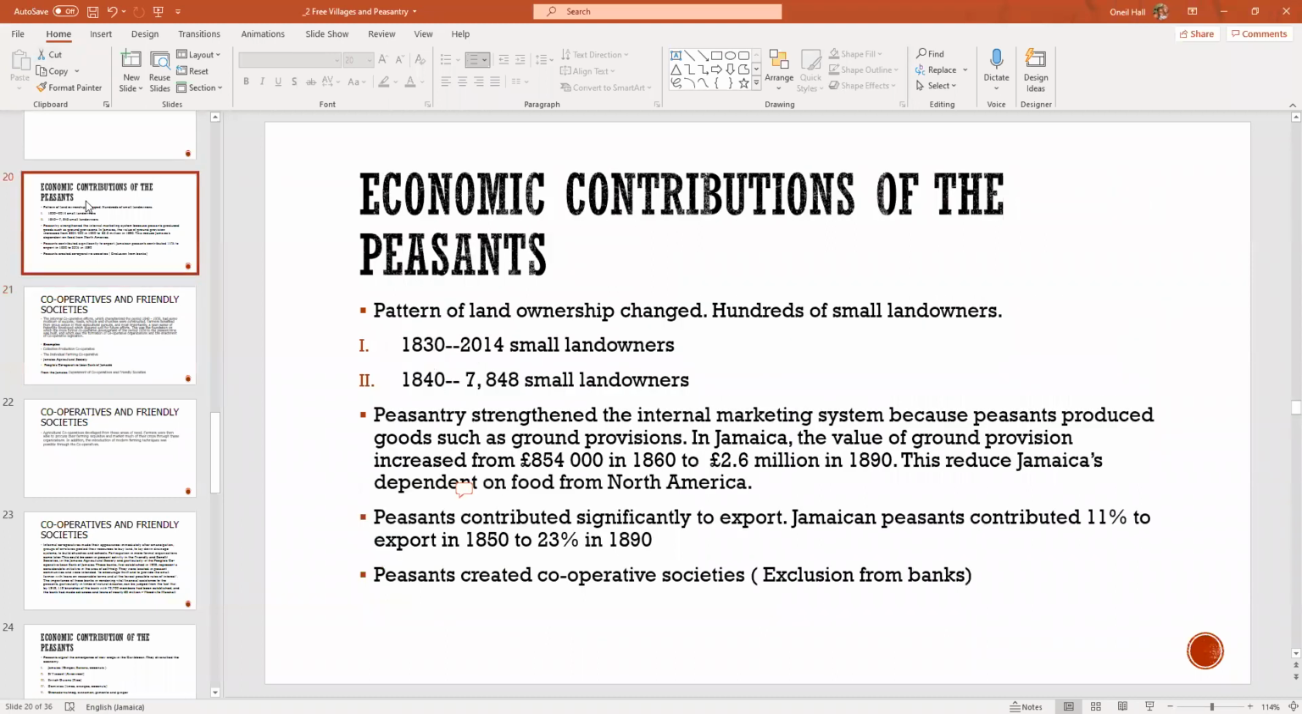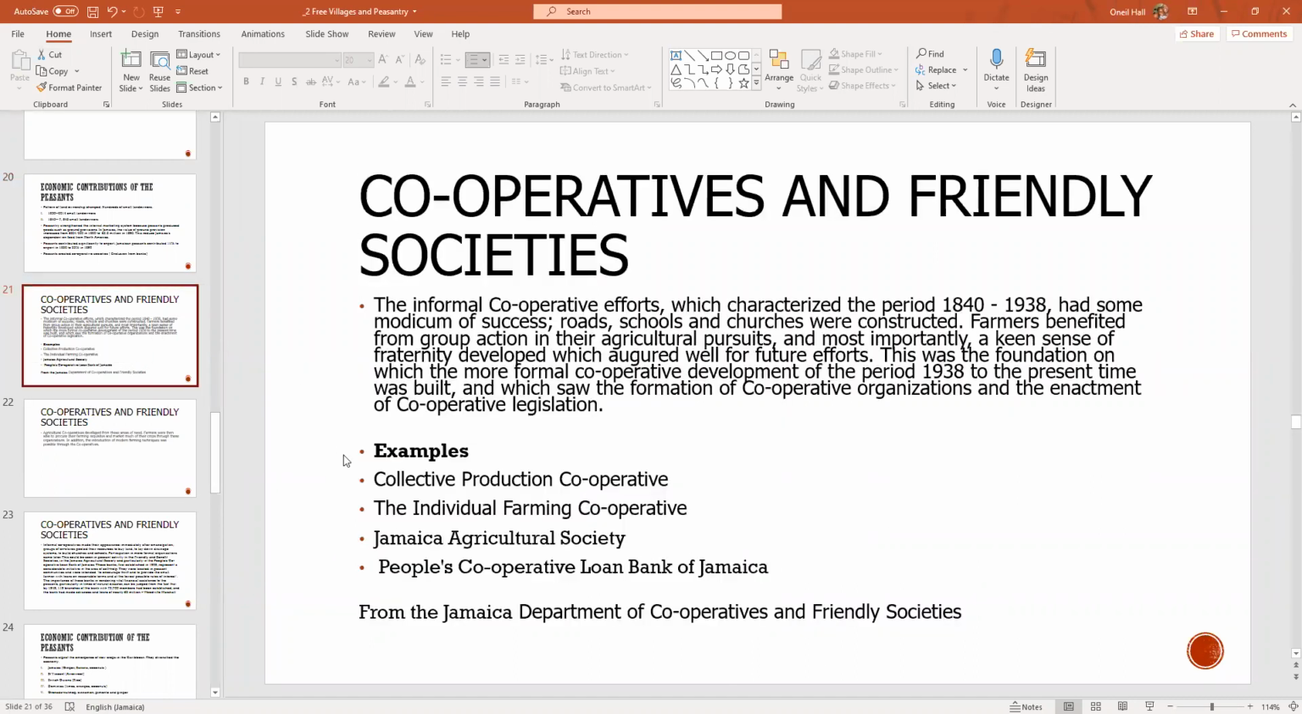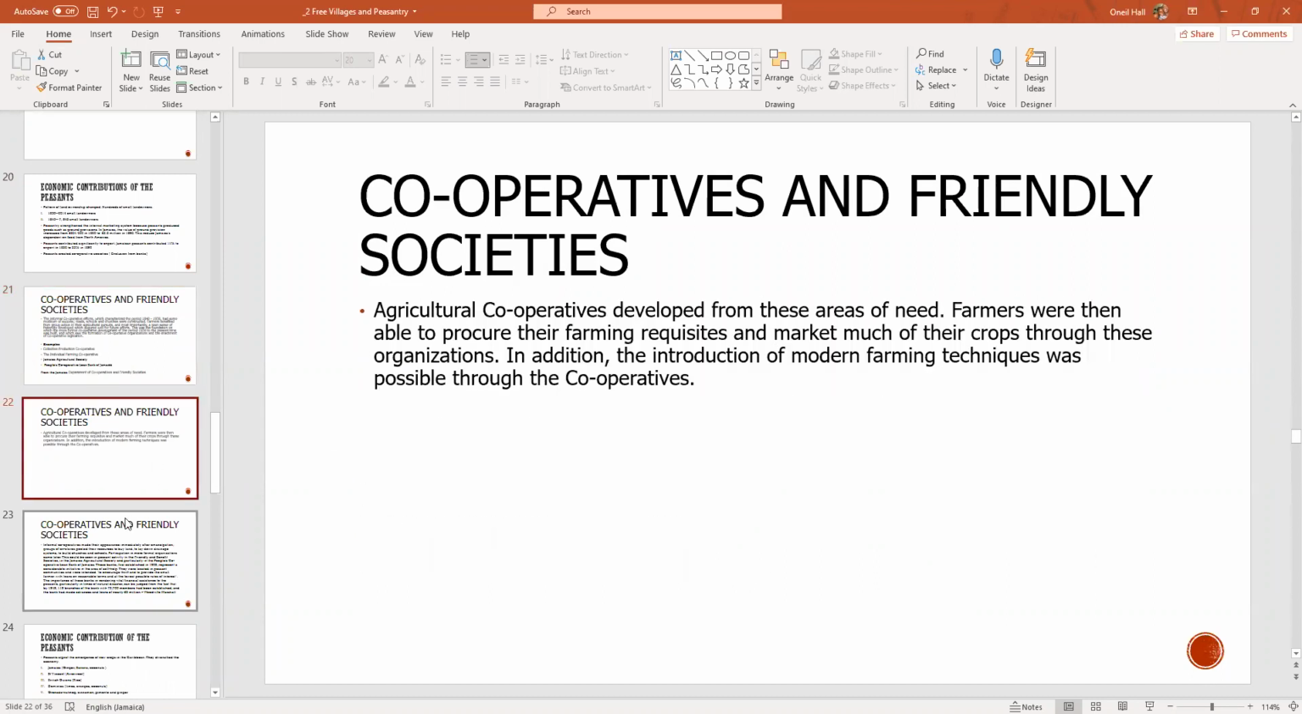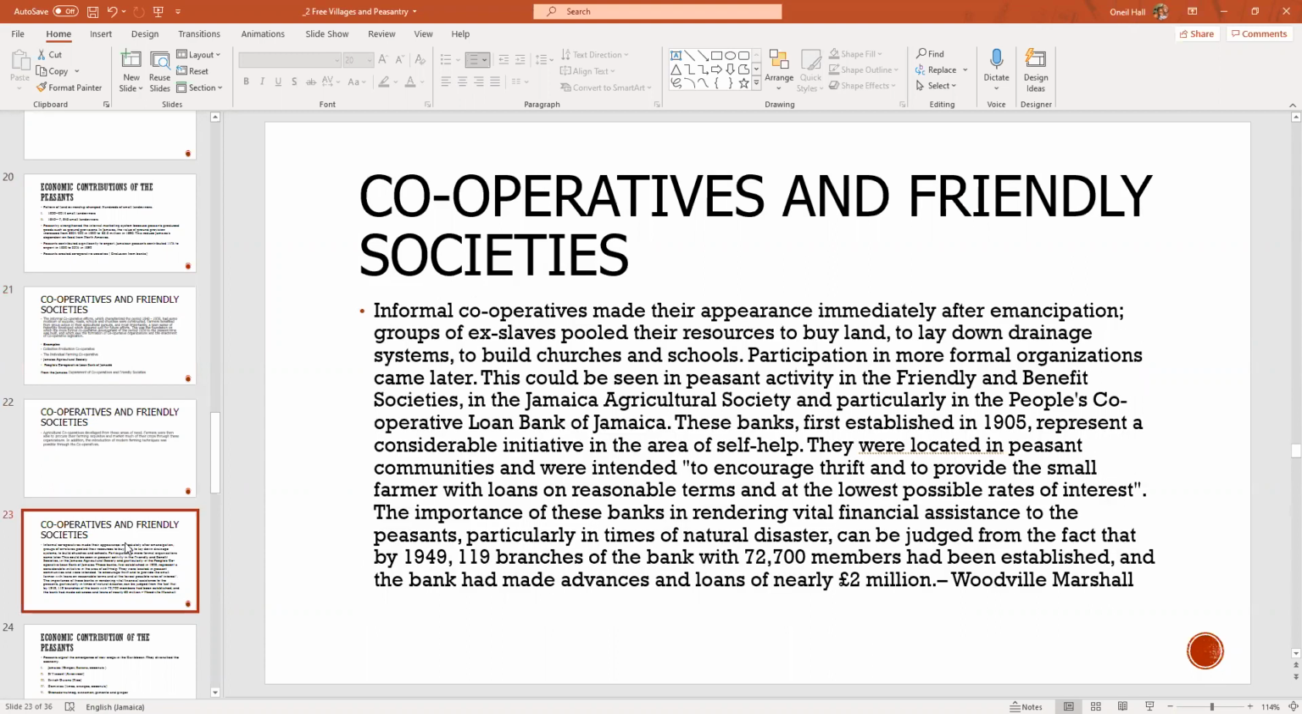So if you're going in the exam, you say one example of the one economic contribution is the cooperative societies, and you tell the reason why they had to form it, then you need to give some of these examples. Just you can say the Jamaica Agricultural Society, easy to remember, right? Is one of such.